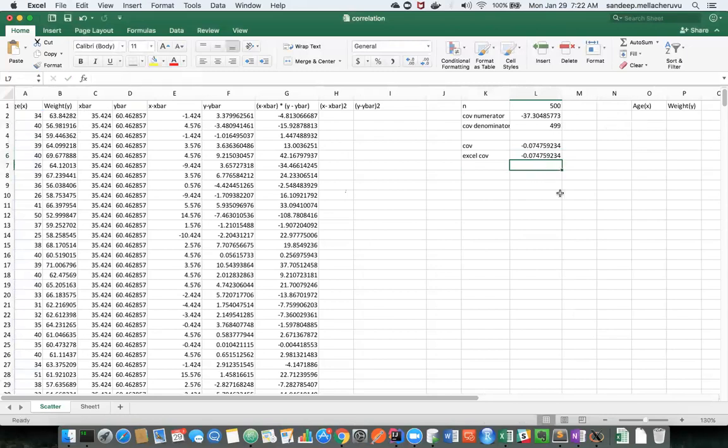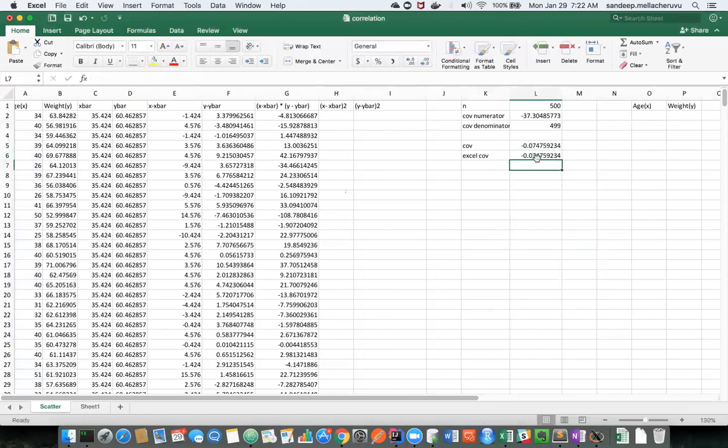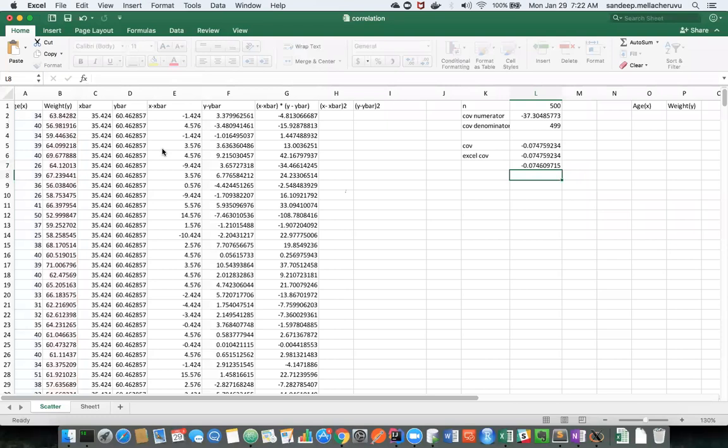Now you can also see the population covariance, COVARIANCE.P. Let me copy the same formula and just change the S to P. Are you seeing much difference? It's not much again.